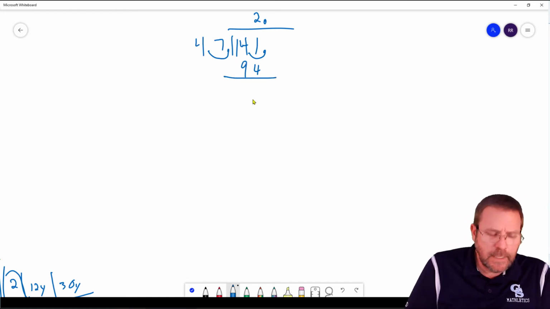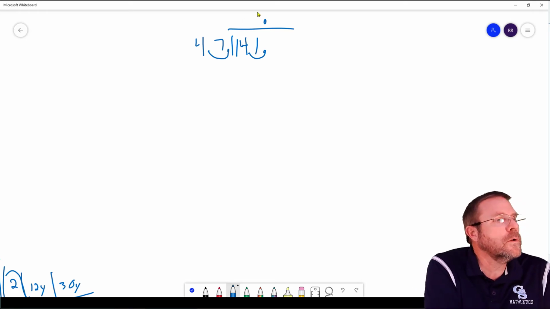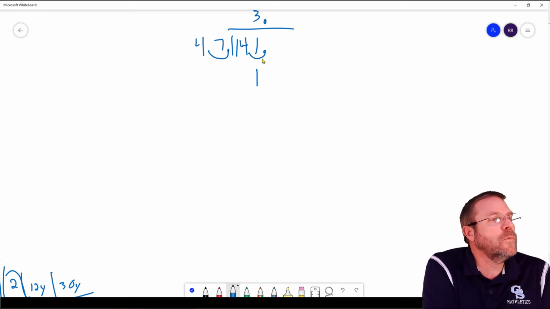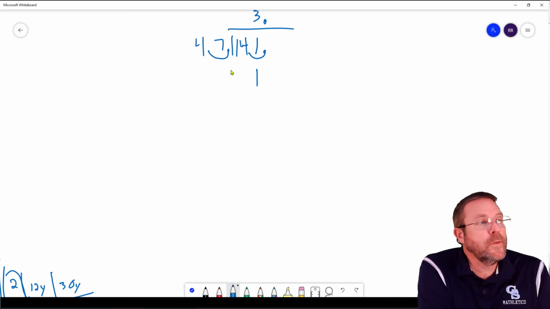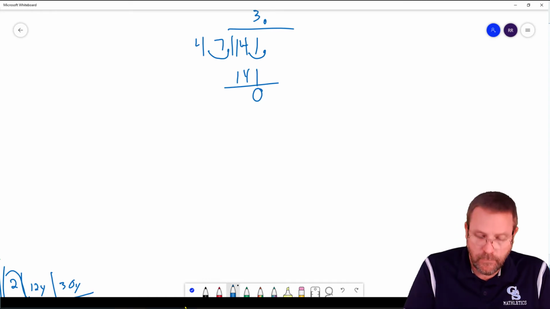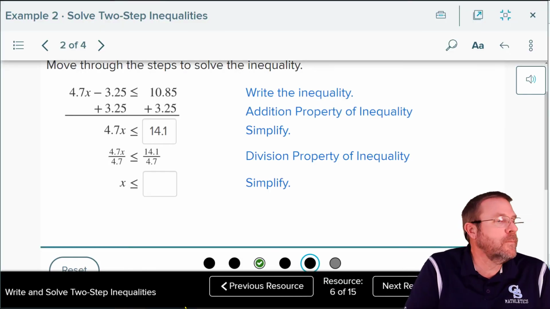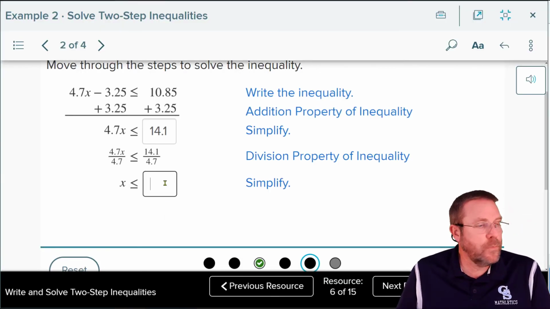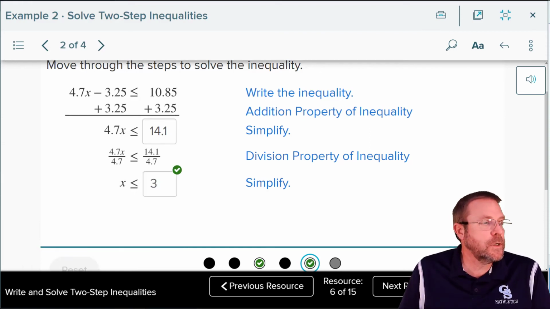Nope, I'm thinking it's actually going to be 3 times. I think they gave us a nice number to work with. So we're going to do 3 times 7 is 21. 3 times 4, that's going to be 12, plus 2 is 14. And when you look at that, we have nothing left over. So we're going to jump back over here, put our 3 in, and check our answer.